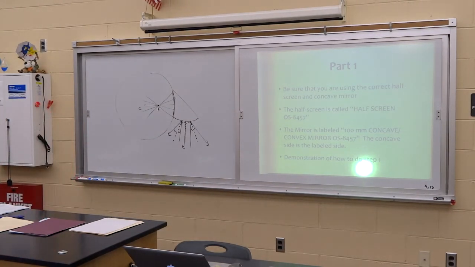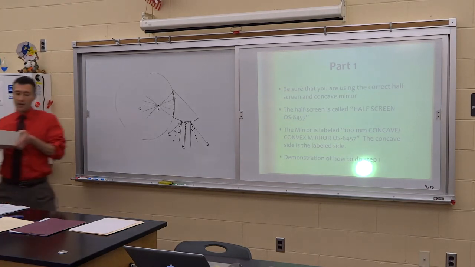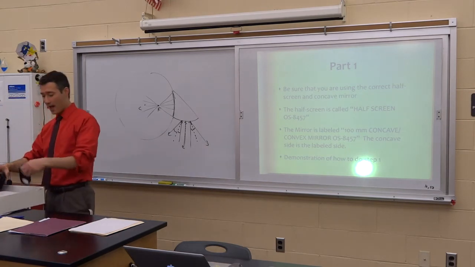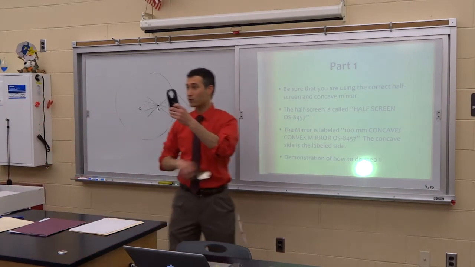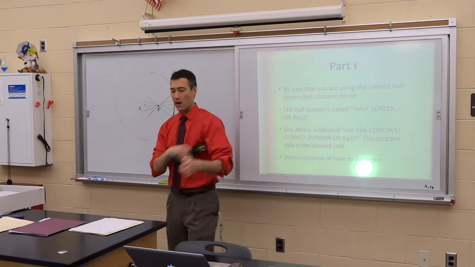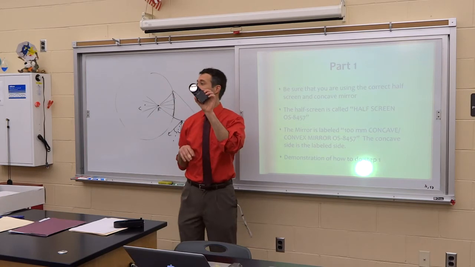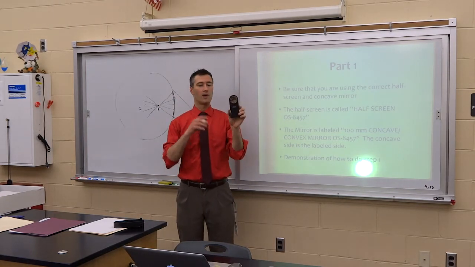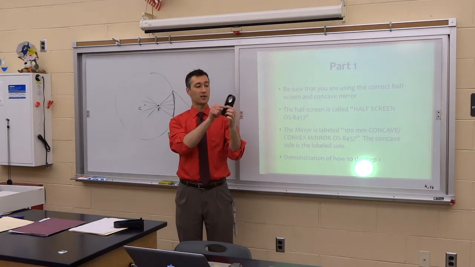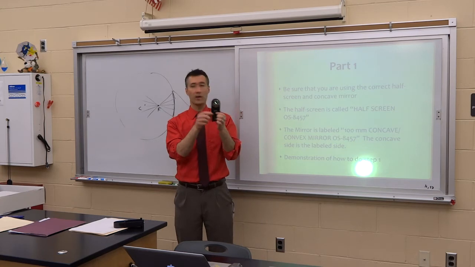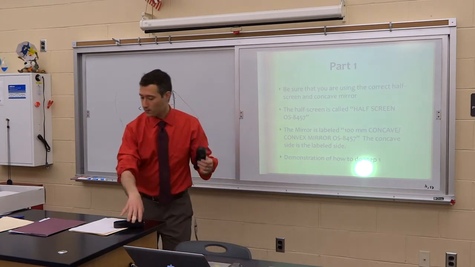And the only two things we need for part one are the concave mirror, a different concave mirror than last time, and the half screen. This is a half screen because it's white on one half and it's actually empty on the other half. And then this actually has a concave mirror on one side and a convex mirror on the other side. The side that's concave is the side that has the little label on it that says concave convex mirror, so that's the side that you want to use.